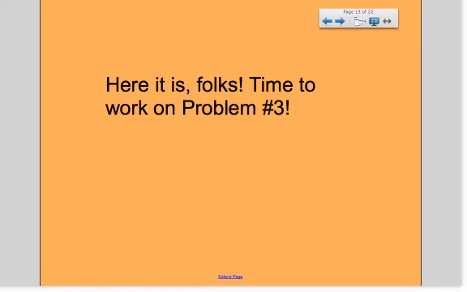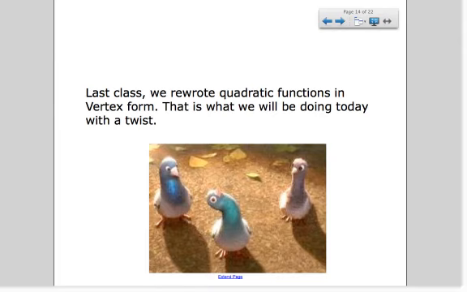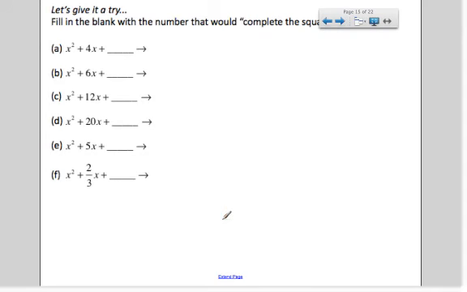Well, here it is, folks. Time to work on problem 3. Last class, we wrote the quadratic functions in vertex form. That's what we'll be doing today, so, with a little twist. Alright, so let's try it, and I want you to go ahead and factor it once you've found the complete the square. Go ahead, pause the video, and try these on your own.